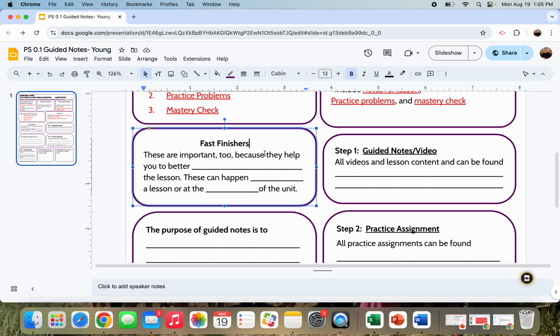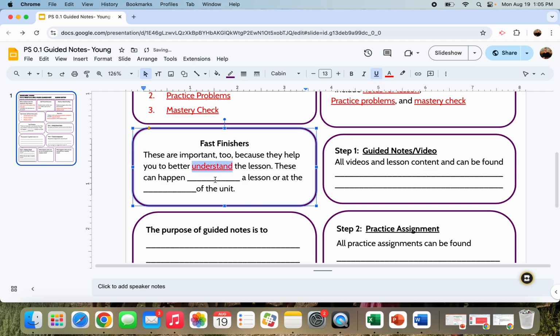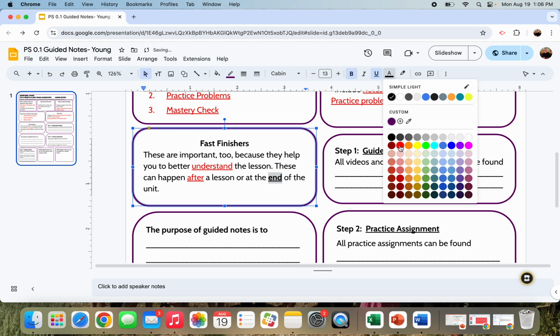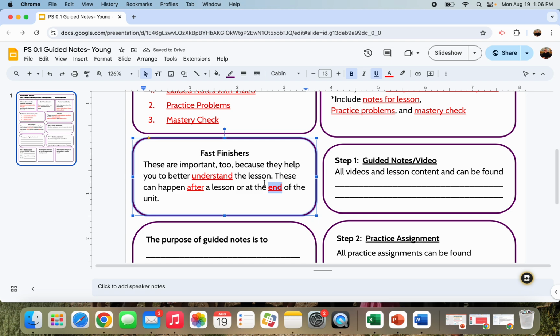So these are important too because they help you to better understand the lesson. These can happen after a lesson. So a lot of times fast finishers happen after you finish a lesson, maybe quicker than other people in the class, or at the end of the unit. So there's always going to be tasks for you to do if you finish what you must do each day. And these are called fast finishers.